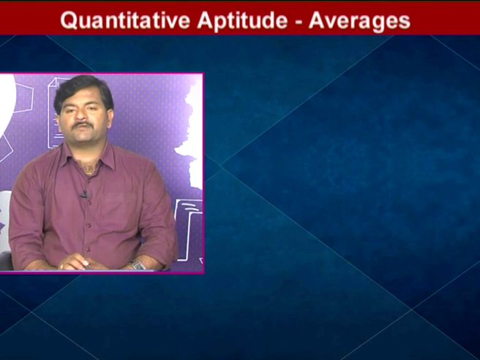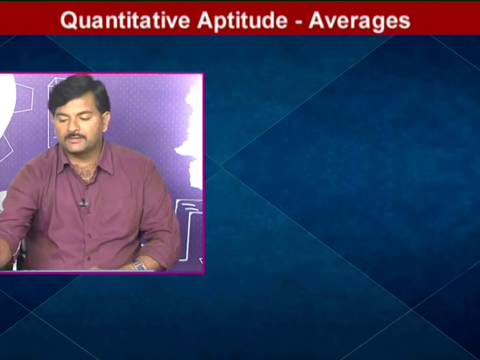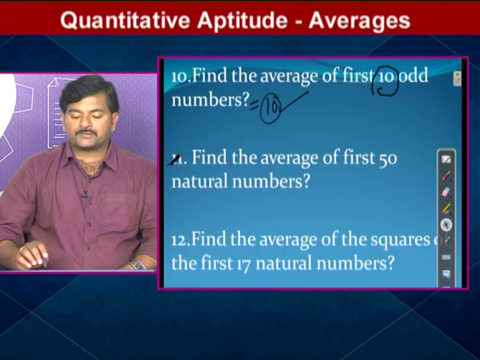Average of the squares of the first n natural numbers, n plus 1 into 2n plus 1 by 6. Average of the first n cubes, n into n plus 1 whole square by 4. So by using this concept you can solve the 12th question.